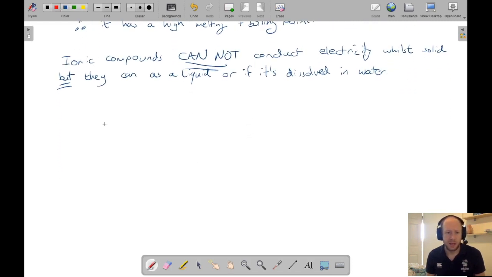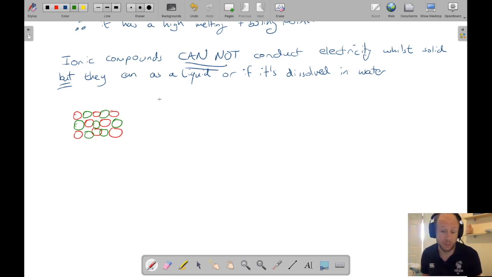So again, if we imagine our ionic substance, I'm not going to put the charges in this time just because I can't be bothered, but if you're drawing this diagram in your books, you probably should, or even more importantly, if it's an exam, you definitely should. Here, I've got all my little particles. They're very, very much stuck together.